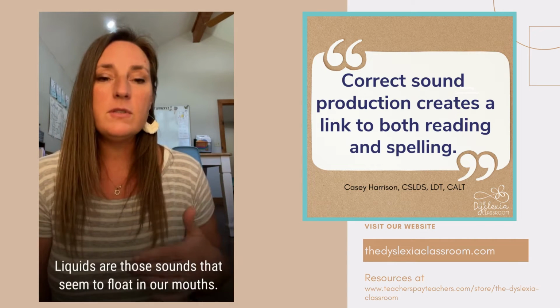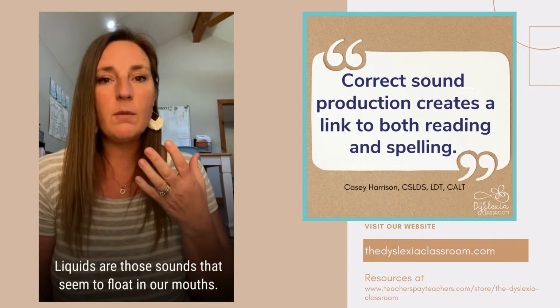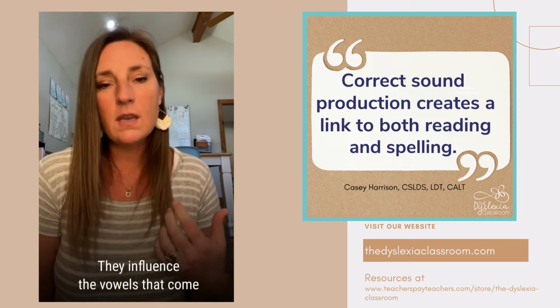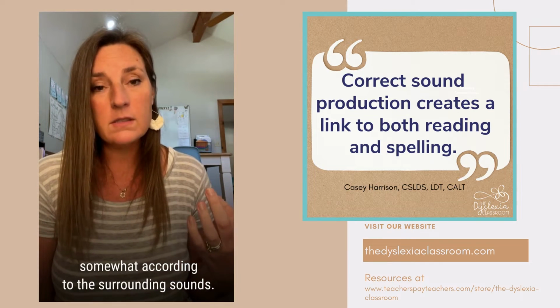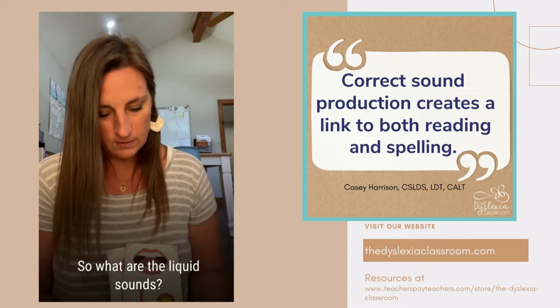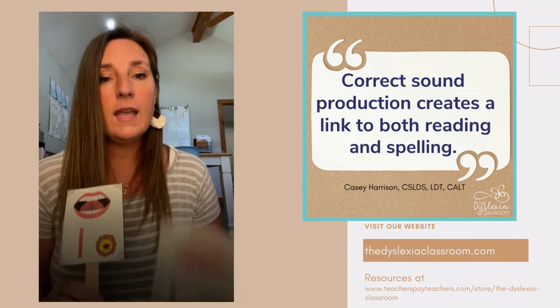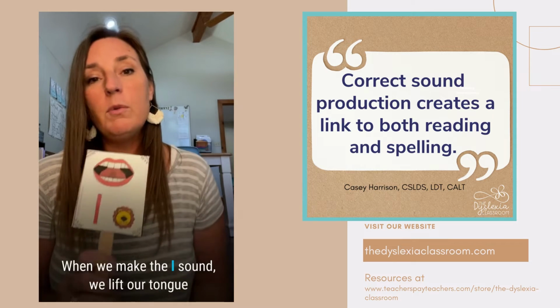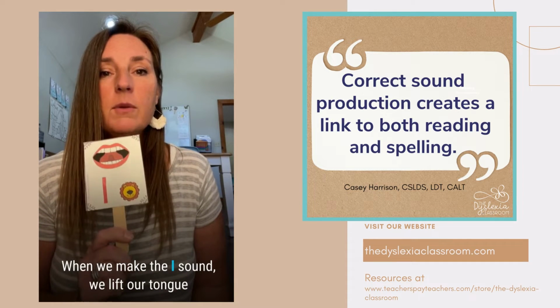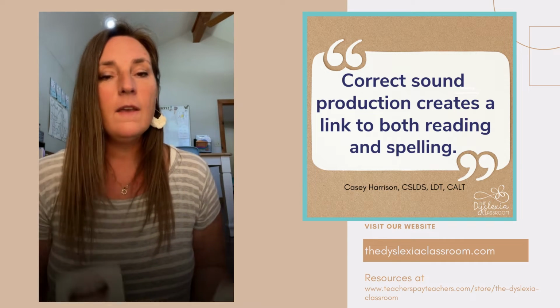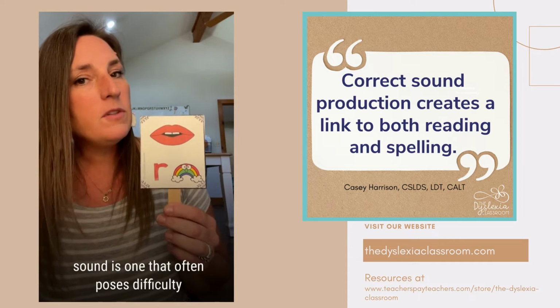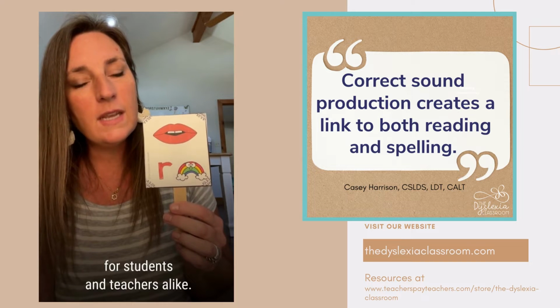So liquids are those sounds that seem to float in our mouth. They influence the vowels that come before them, and their pronunciation changes somewhat according to the surrounding sounds. So what are our liquid sounds? Well, we have L and R. When we make the L sound, we lift our tongue to the top of our mouth behind our teeth. L. The R sound is one that often poses difficulty for students and teachers alike.